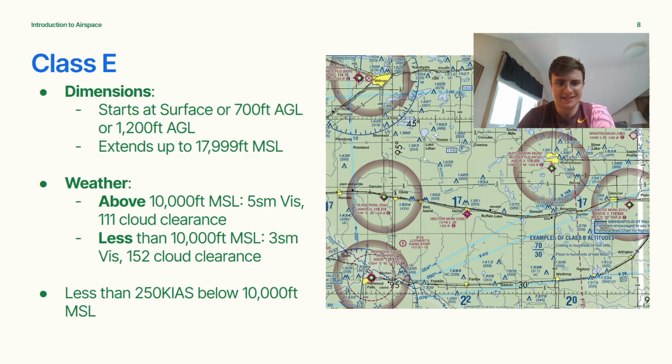If you are less than 10,000 feet MSL, which most of us will be, your weather requirements are 3 statute miles of visibility and your 152 cloud clearance. Again, that's 1,000 above, 500 below, and 2,000 feet of horizontal clearance. In Class E airspace, you must be less than 250 knots indicated below 10,000 feet MSL.